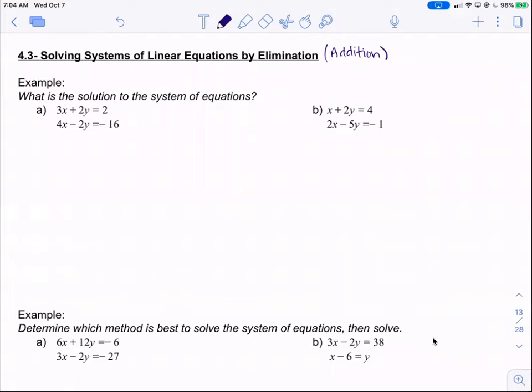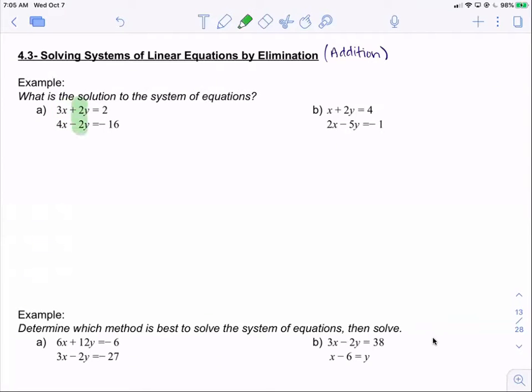Okay, so if you look at example A, 3x plus 2y equals 2, and 4x minus 2y equals negative 16. Both those equations are in standard form. So if we were to do substitution, like what we talked about last class, then when we solve for one of our variables, we're going to get fractions, which usually make it more difficult. So what we want to look for is a variable that both equations have the same coefficient for, just with opposite signs. If we look at our x's, we have 3x and 4x. Those aren't the same, they don't have opposite signs, so that doesn't help us.